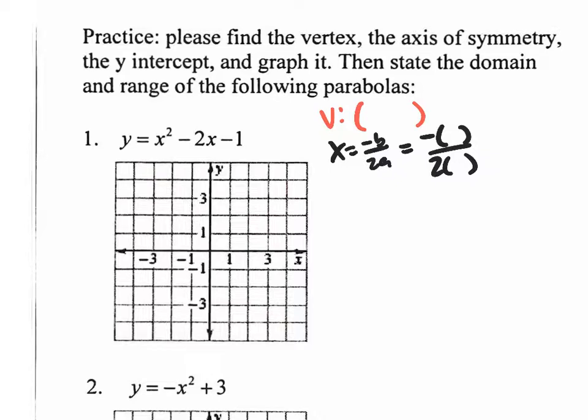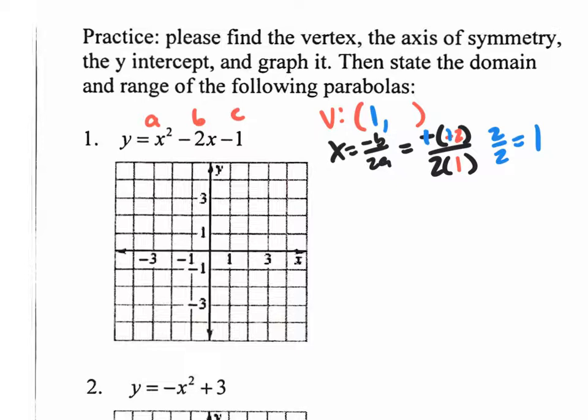And of course, our a value is 1, our b value is negative 2, our c value we don't even care about on this formula. So the b value is negative 2, the a value is 1. So what do we have here on this formula? We have a negative 2, which is really a positive 2, over 2 times 1, which is 2. And what's 2 over 2? 1. So our vertex x value is 1.